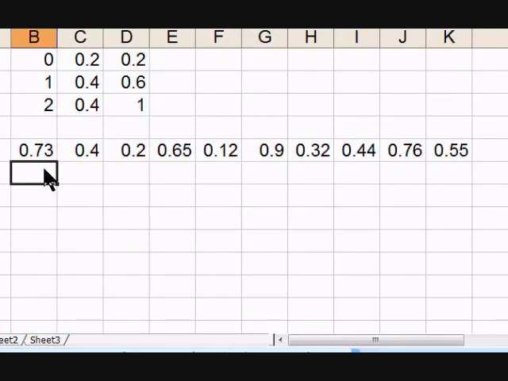So if we have a 0.73, is that below this number? No. Is it below this number? No. Is it below this number? Yes. So we have 2 defects. Alright, next we have a 0.4. Is it below that number? Nope. Is it below that number? Yep. So we have 1 defect. We have a 0.2. Is it below this number or equal to it? Yes. So we have 0 defects. Alright, 0.65. Equal to or below? Nope. Equal to or below? Nope. Equal to or below? Yep. 2 defects.